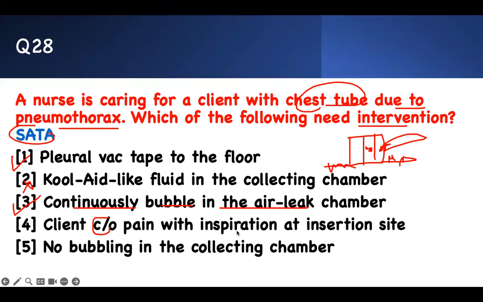Client complains of pain with inspiration at the insertion site. Yeah, this tube is going to your chest. If you take a deep breath, you expect pain here. Don't worry about it. No bubbling in the collection chamber. This is the collection chamber. Things are coming here. There should be no suction there. So this is okay. The only things that need help are the tape on the Pleur-evac, and the continuous bubbling in the air leak chamber. So 1 and 3.